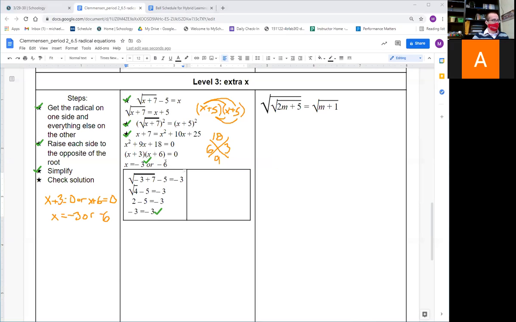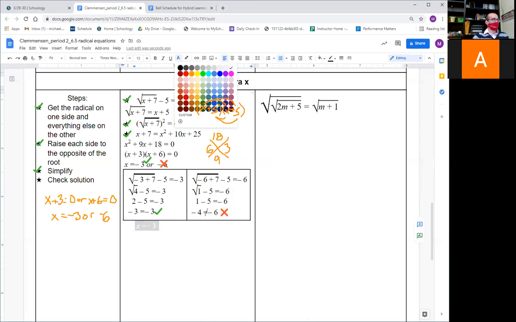The second one, right here, when I plug it in, -6 plus 7 gives me 1. Square root of 1 is 1. 1 minus 5 is -4. Since those two do not match, -6 is not a solution. And so my only solution will be x equals -3 in the end.